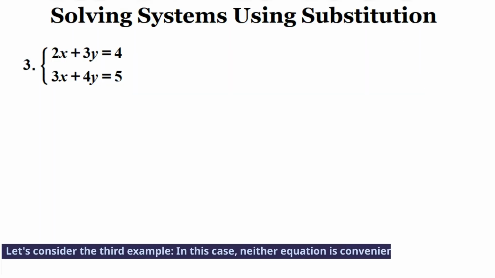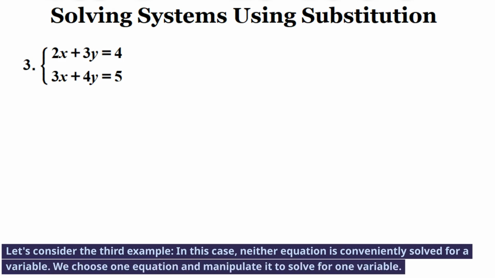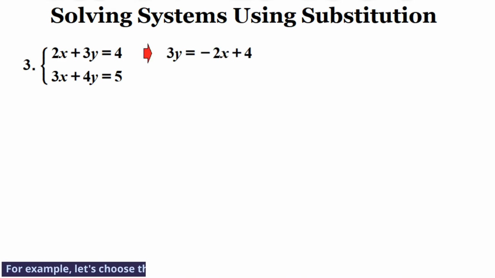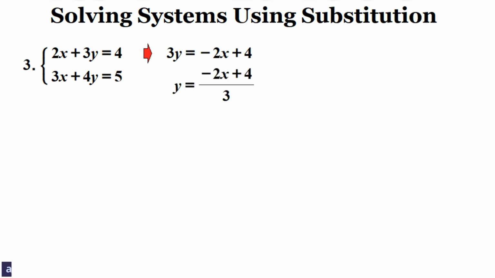Let's consider the third example. In this case, neither equation is conveniently solved for a variable. We choose one equation and manipulate it to solve for one variable. For example, let's choose the first equation and solve for y, substituting this into the second equation.